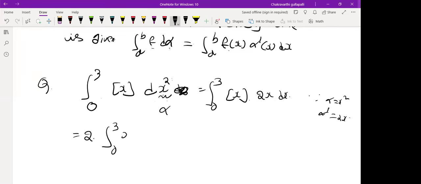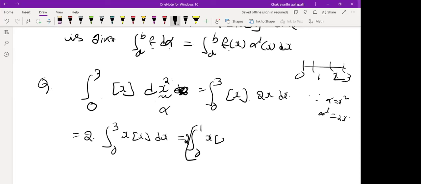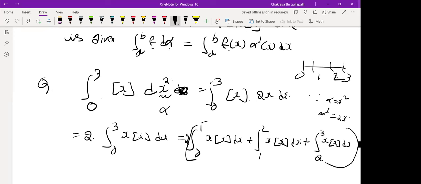The integral from 0 to 3 of x[x]dx. So where to break? [x] is discontinuous at every integer. What are the integers between 0 and 3, including 0 and 3? They are 1 and 2. So break at every integer point: 0 to 1, x[x]; 1 to 2, x[x]; 2 to 3, x[x]. Yesterday I defined excluding the upper limit. Always exclude upper. So this is 2x[x]. First you have to simplify, then only apply.